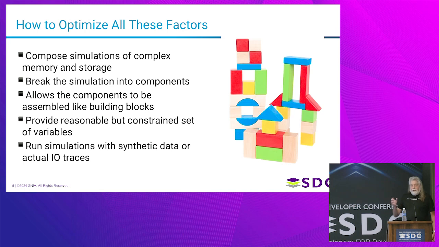We also allow you to have a set of constrained variables that you can change along the way to find out what's going to improve the simulation. And while it's constrained, you still end up with the ability to run tens of thousands or hundreds of thousands of different variants on the simulation to find out what's going to make the best performance for you.